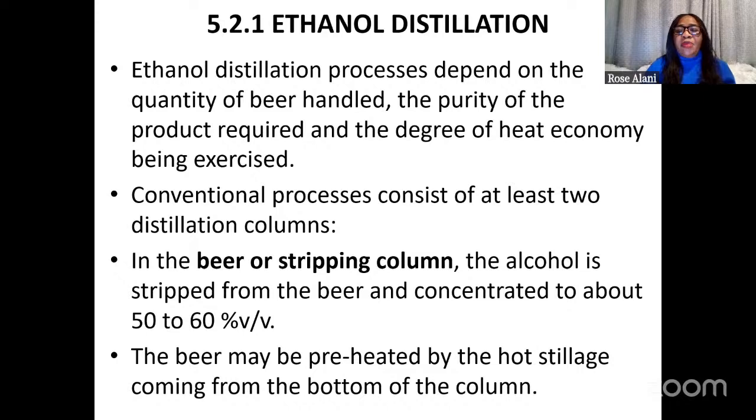The conventional process consists of at least 2 distillation columns. I mean, the process of ethanol distillation consists of at least 2 distillation columns. One is the beer or stripping column. In this case, the alcohol is stripped from the beer and then concentrated to between 50 to 60% volume by volume. Then the beer is preheated by hot stillage coming from the bottom of this stripping column.